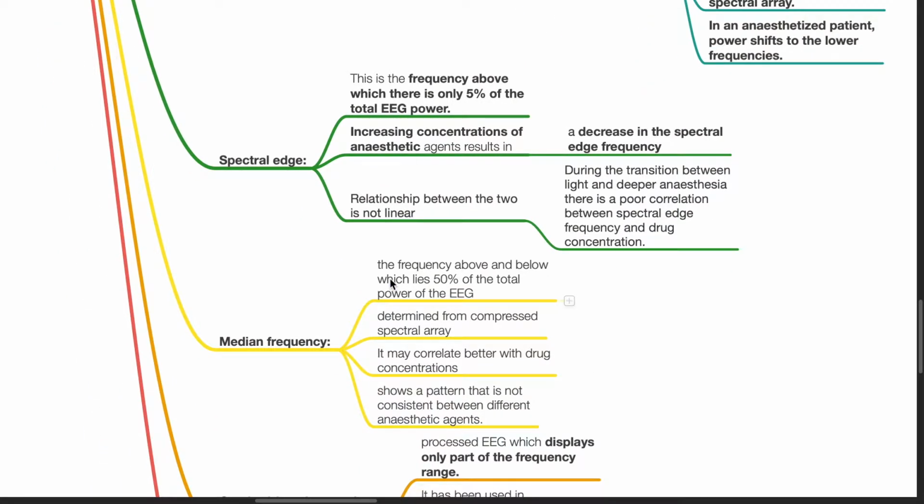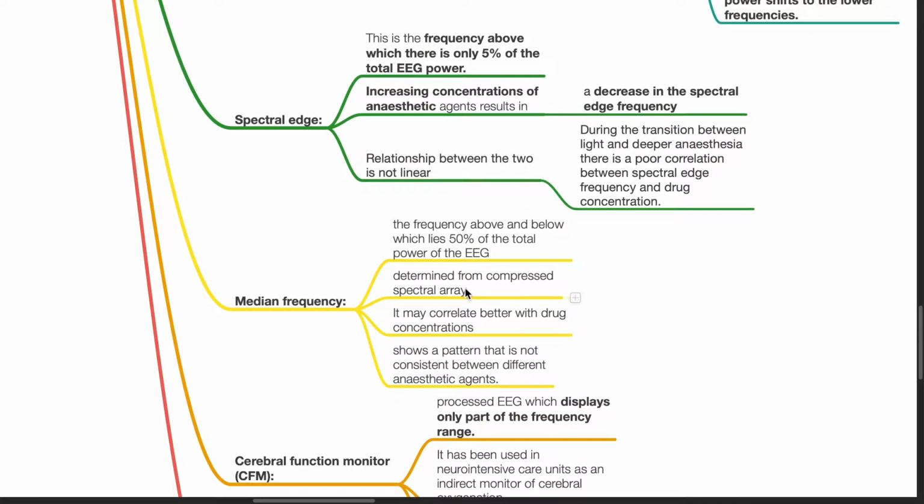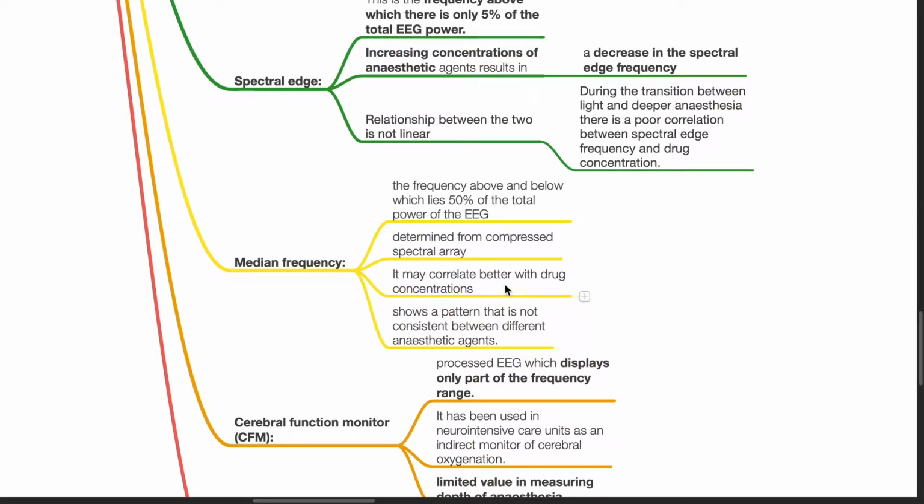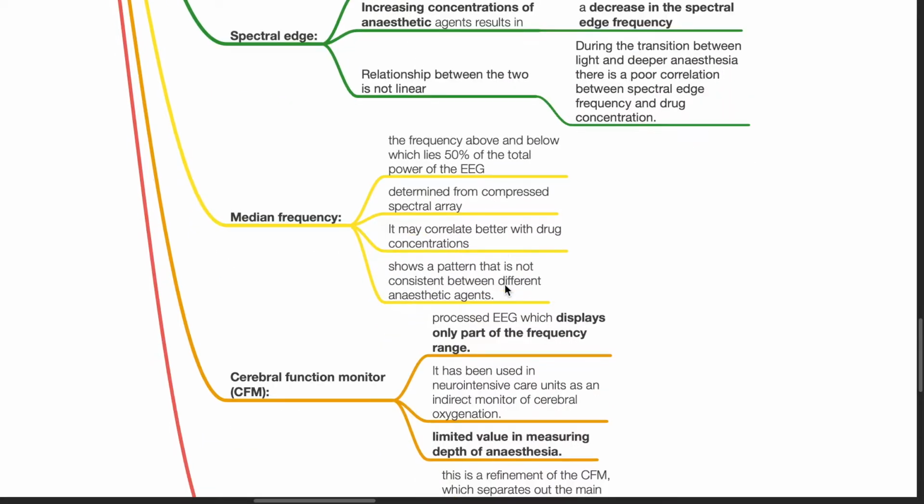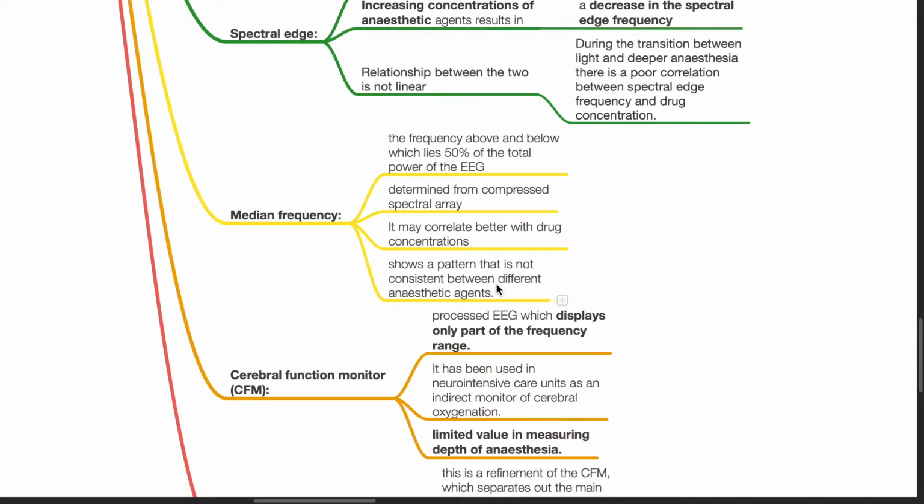Median frequency, the frequency above and below which lies 50% of the total power of the EEG. It is determined from the compressed spectral array. It may correlate better with drug concentrations. It shows a pattern that is not consistent between different anesthetic agents.